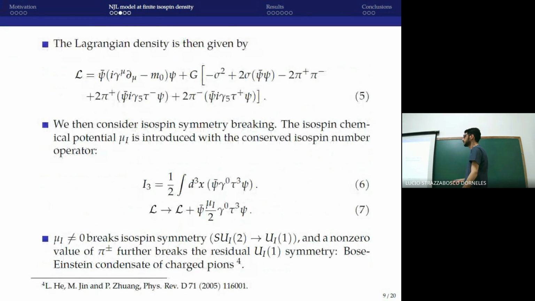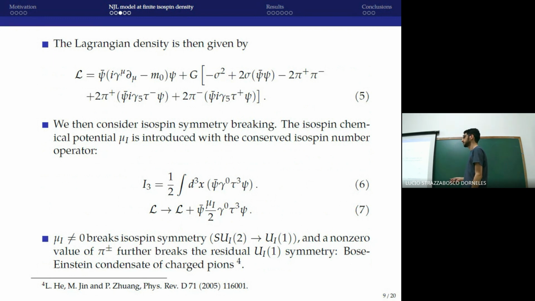So in this prescription, the Lagrangian density can be written in this form, but we are not done yet because we need to include the isospin density. So isospin is a symmetry of the model. When you break the symmetry, there is an observed isospin number, which goes with 1/2 in this term, the isospin current.